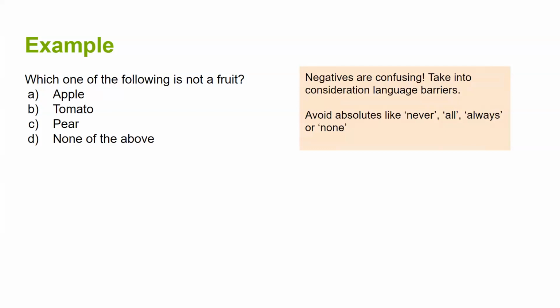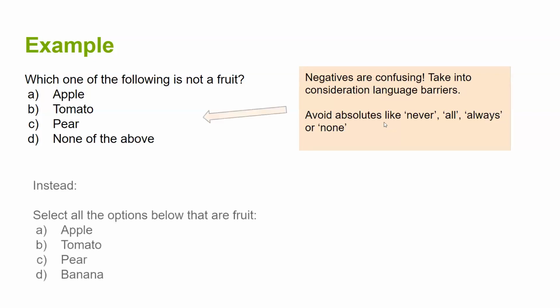This question also has "none of the above." Absolutes are also to be avoided, as it allows students to identify the correct answer a lot easier. It doesn't have any content, it's just an option. Instead of writing the question like this, you could change it to "select all of the options below that are fruit." I have heard that some people say they intentionally use negatives in their testing, and they have their reasoning, but yeah.